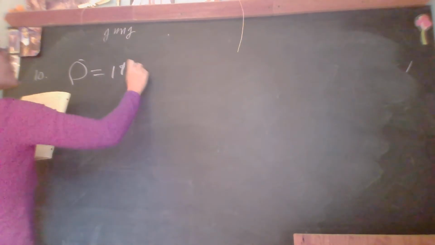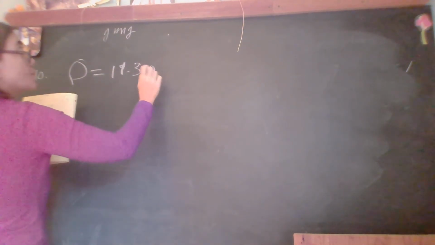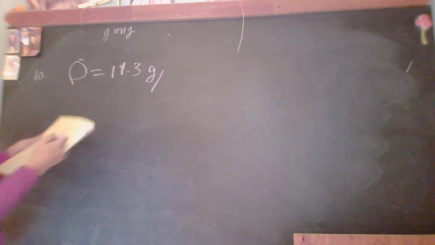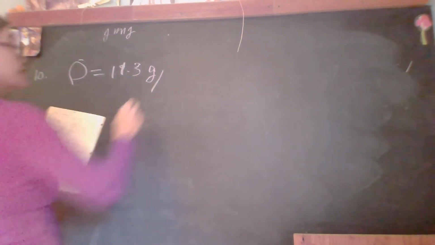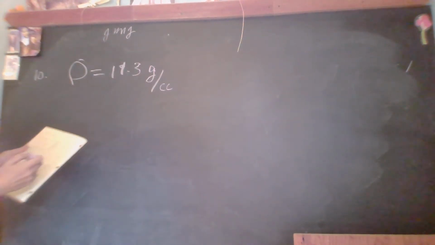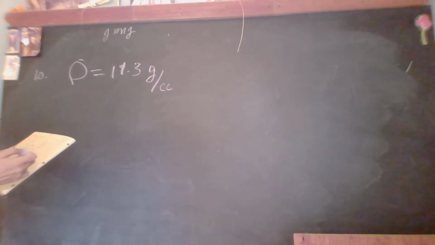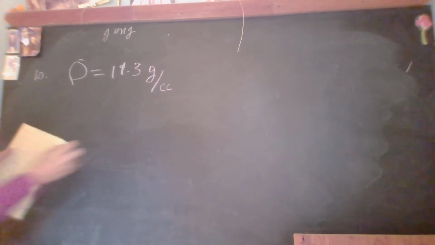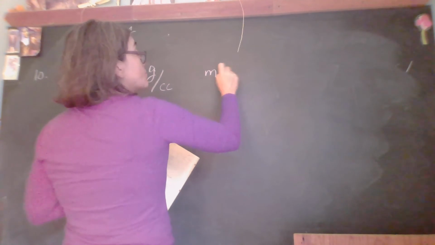Hold on. If a density equals 19.3 grams per cc, which is the same, of course, as milliliter, but cc. Okay? If a gold nugget has a mass of 45.6 kilograms, what is its volume?